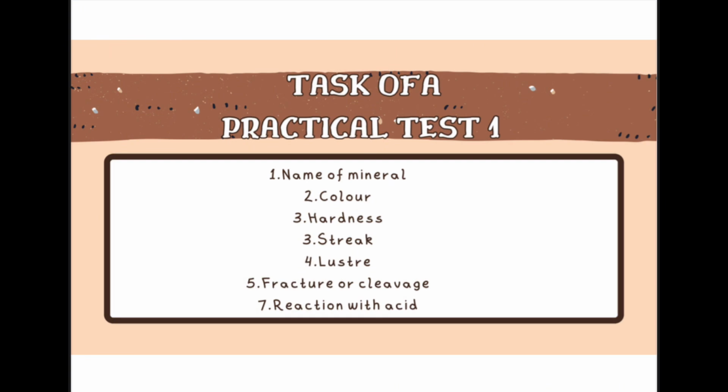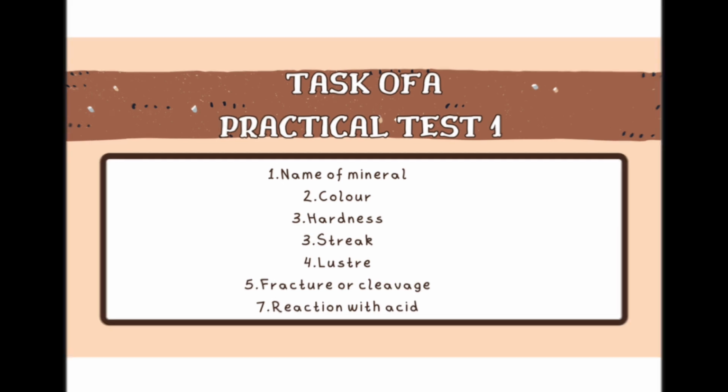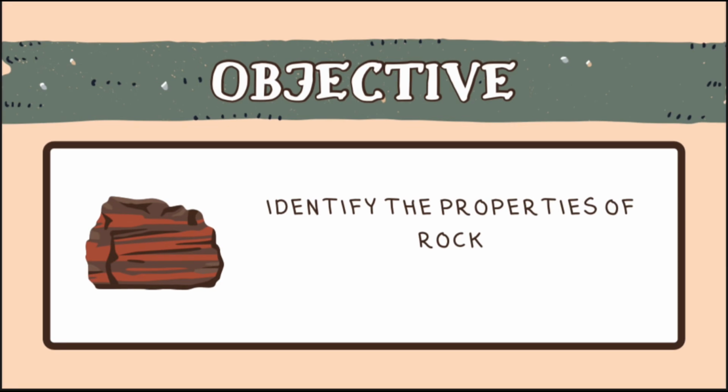So we begin by laying out several unknown mineral samples. Each one will be tested systematically using a standard procedure. First, we are going to check the name of the mineral, the color, the hardness, the streak, the luster, the fracture or cleavage, and the reaction with acid for the last step. Our objective is to identify the properties of each rock.